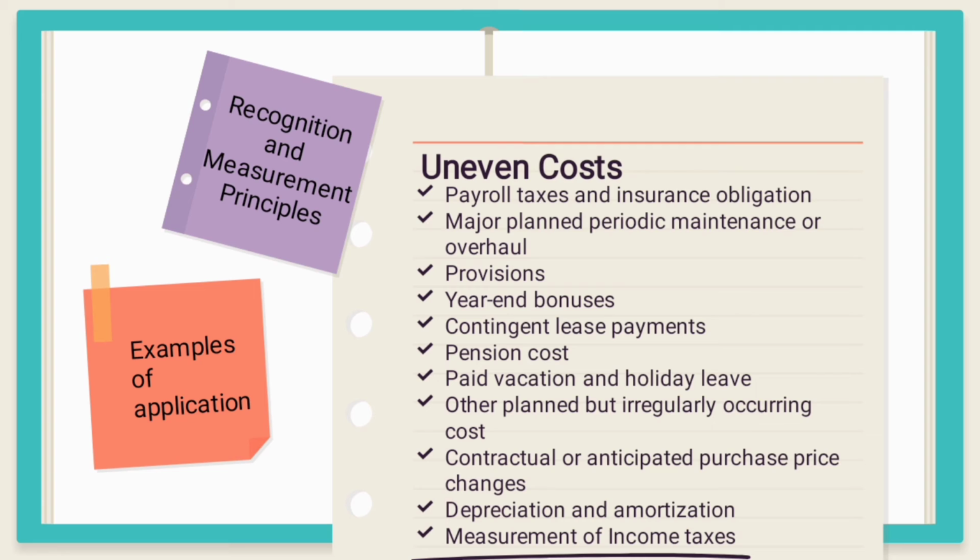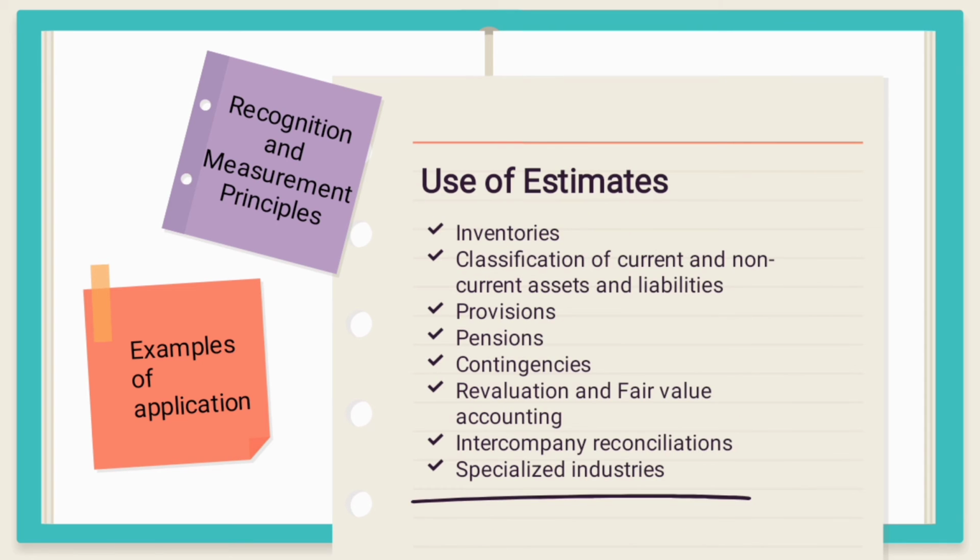Sa pension cost, calculated siya on a year-to-date basis by using the determined pension cost rate. Paid vacation and holiday leave, other planned but irregularly occurring costs, contractual or anticipated purchase price changes, depreciation and amortization, measurement of income taxes. Use of estimates, examples are inventories, classification of current and non-current assets and liabilities, provisions, pensions, contingencies, revaluation and fair value accounting, intercompany reconciliation, specialized industries.